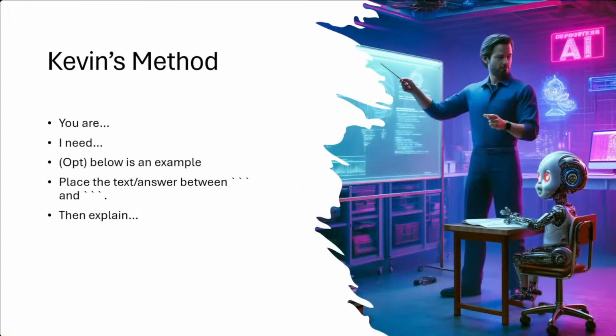Okay. So what this really breaks down to is: you are a Python 3 developer, you're a career coach, whatever it is. I need this, giving a general desired end state. Below is an example of what I'm expecting. Place the text or answer between the three asterisks, and you'll see how that can help shape different answers.